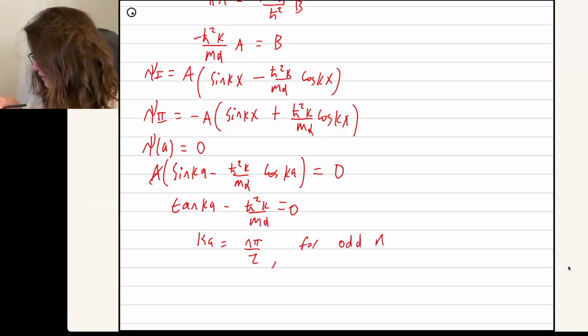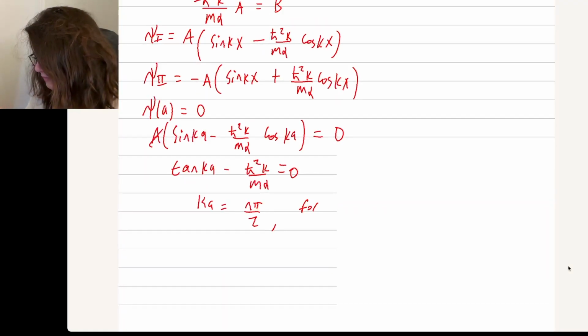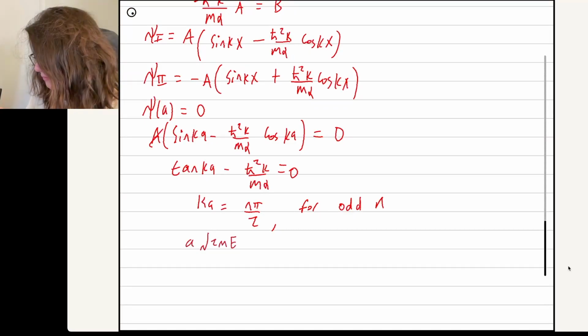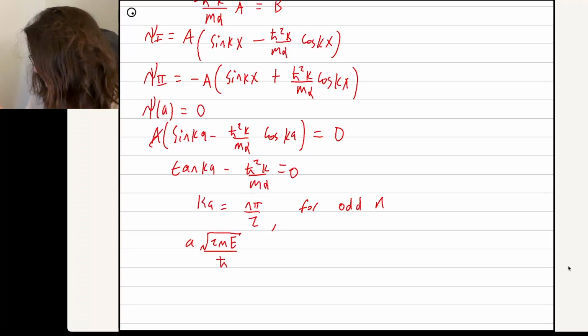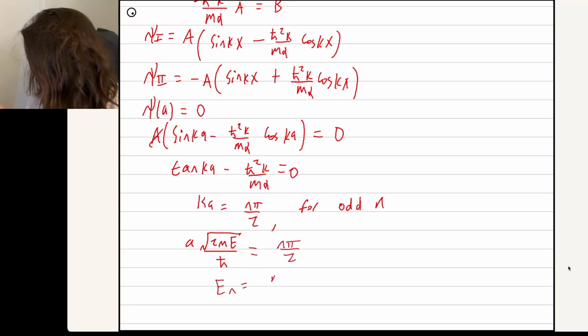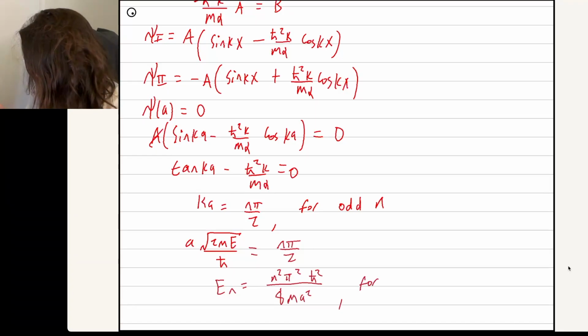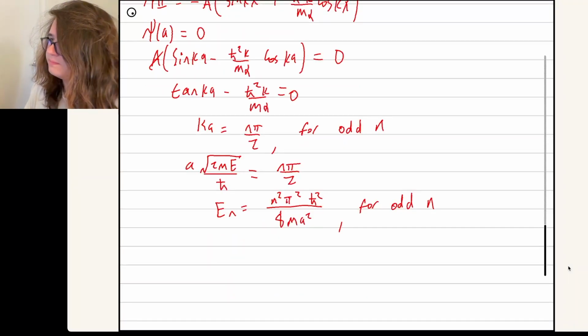That's interesting. And then we can expand the definition of k. This is over h bar, and this is n pi over 2. We can solve for E, and you'll get n squared pi squared h bar squared over 8ma squared for odd n, which is a bit different from the infinite square well, but yeah, nice.